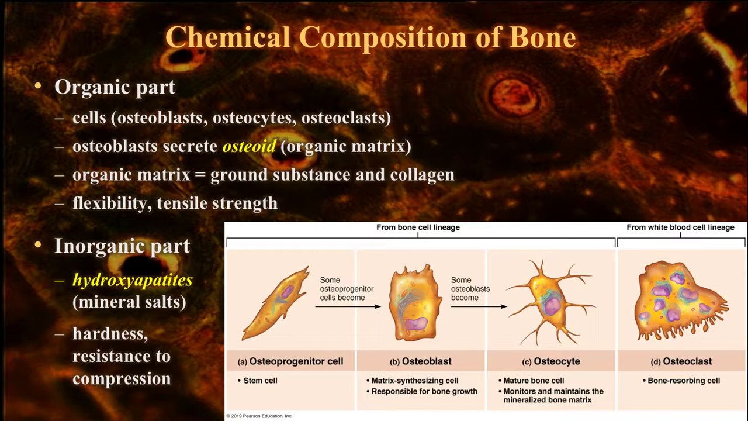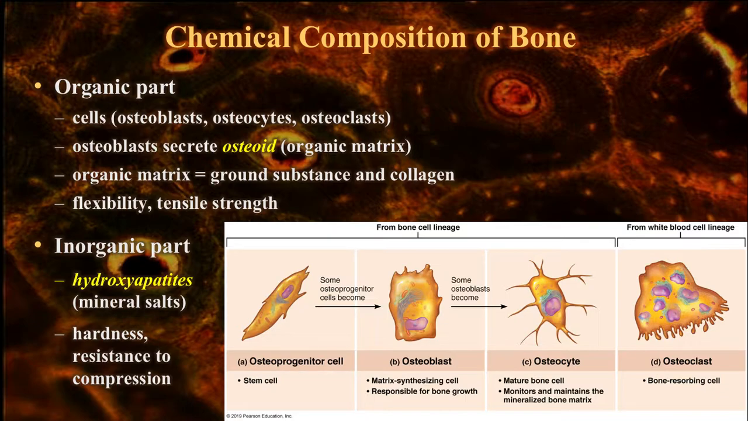Then we also have an inorganic component of our bones, and these are the minerals. And so the minerals are inorganic. We call these hydroxyapatites. We have hydroxyapatite crystals. They're mineral salts that form the hard portion of the bone. So it gives us hardness and resistance to compression. Okay? So we have to have both of these components. We have to have organic and we have to have inorganic.